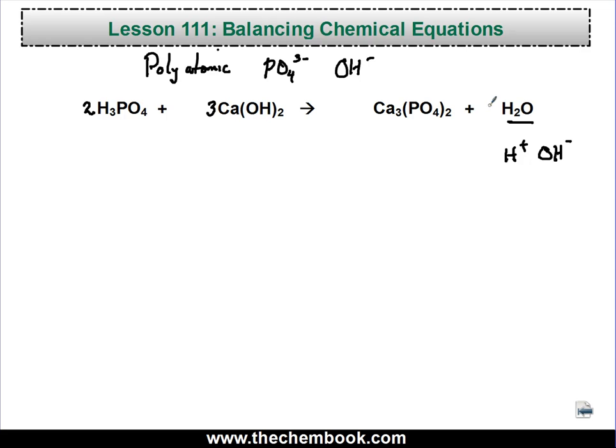Does that work out? Well, let's see. We have 12 hydrogens on this side, and we have 6 hydrogens here, and we have 3 times 2, 6 here. So we've balanced this out, haven't we? And we have 12 on both sides. All right. So this is probably the most complex, would be polyatomics. The trick is keeping the polyatomics together, and then everything will be fine. Hope this helps.